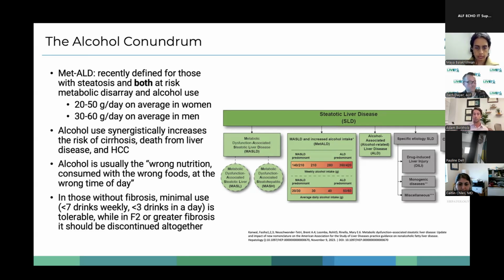Alcohol use is known to synergistically increase the risk of cirrhosis, death from liver disease, and liver cancer. And I usually will counsel patients that alcohol is, regardless of stage of disease, the wrong type of nutrition, generally consumed with the wrong types of foods at the wrong time of day. And so almost certainly they benefit from reducing or eliminating alcohol. But in those without fibrosis, we do tolerate a minimal amount of alcohol use, so never any binge episodes and fewer than 7 drinks a week. While in those with significant fibrosis, they should discontinue alcohol altogether, certainly until their fibrosis regresses.